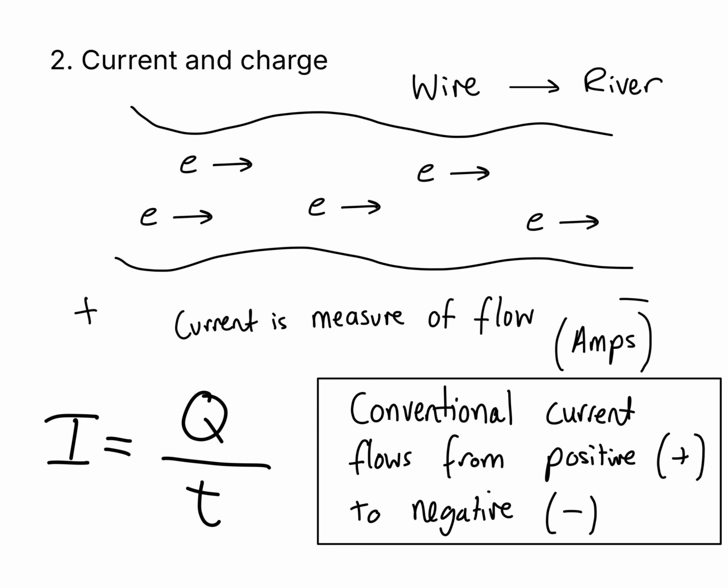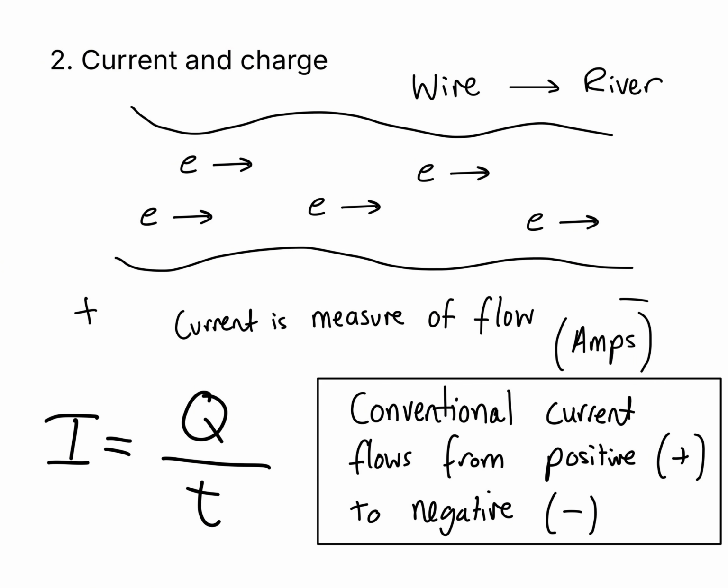Current is the flow of charge carriers. I find the river metaphor helps. What matters isn't the individual water molecules, but the total amount of water flowing past a point each second. Same with current. We don't care about counting individual electrons, we care about the total charge per second. That's why current, I, equals Q over t.